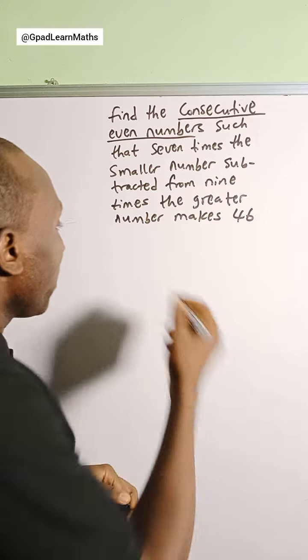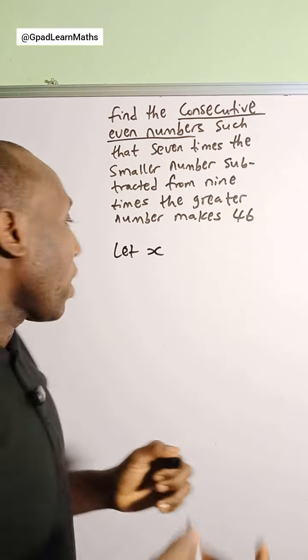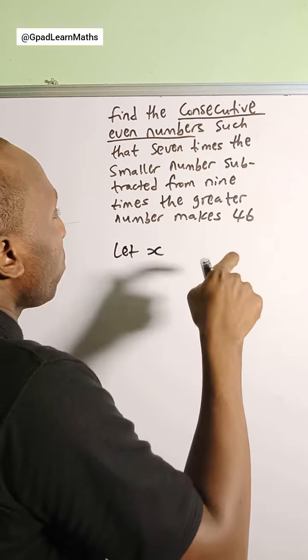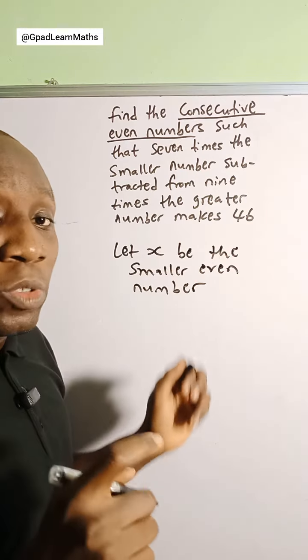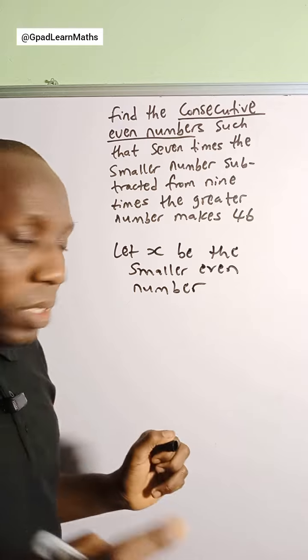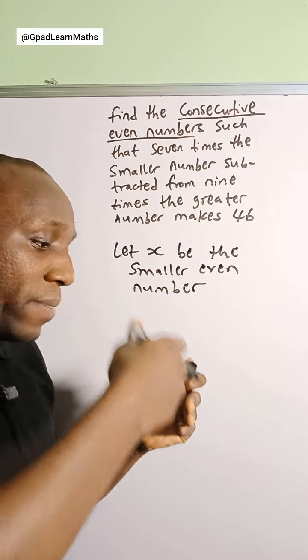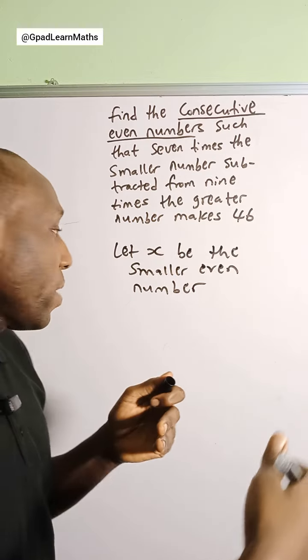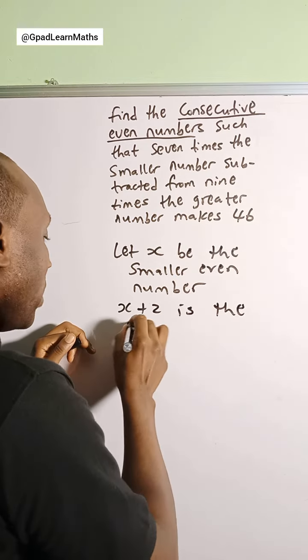Now let's assign x. So I'm going to say let x be the smaller even number from what I have here. Then the greater even number would be x plus 2, because 2 is a constant when you are comparing an even number with the next consecutive even number. X plus 2 is the greater number.